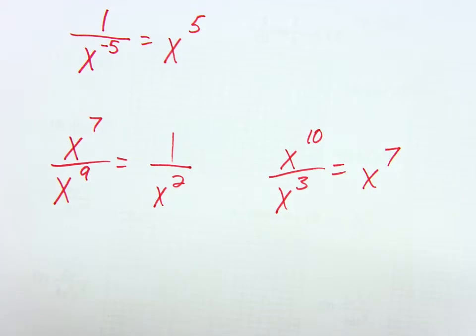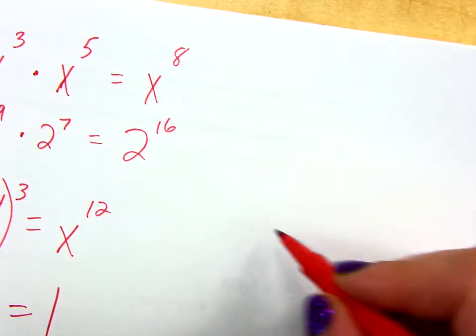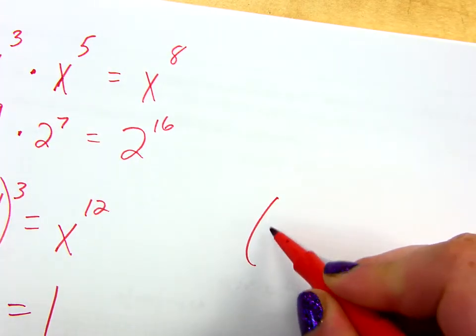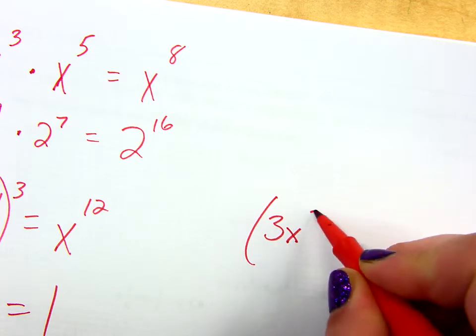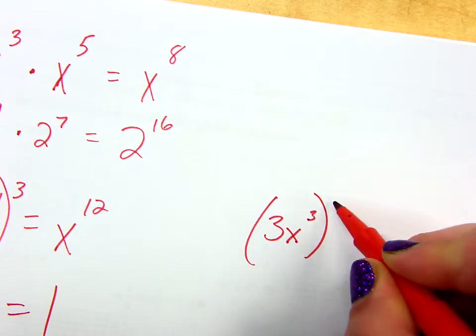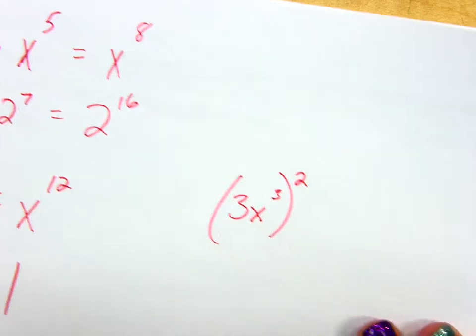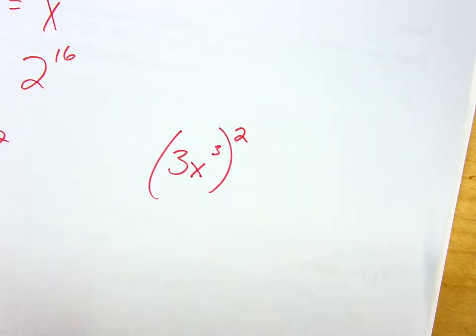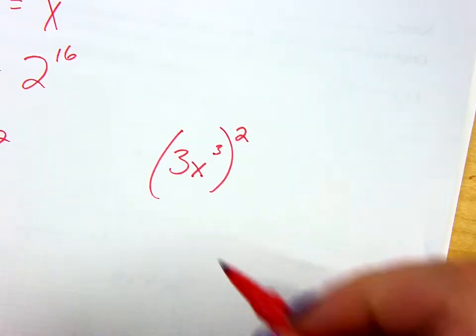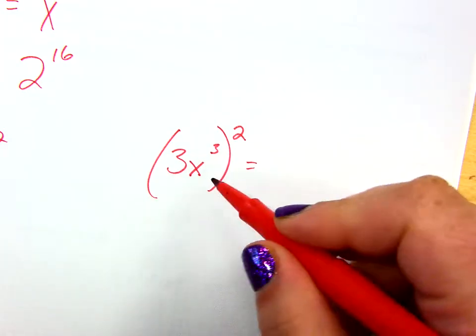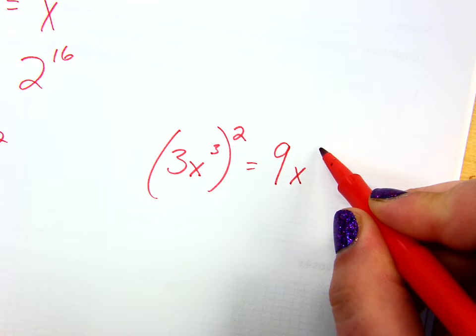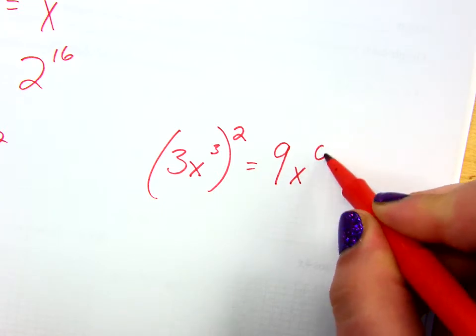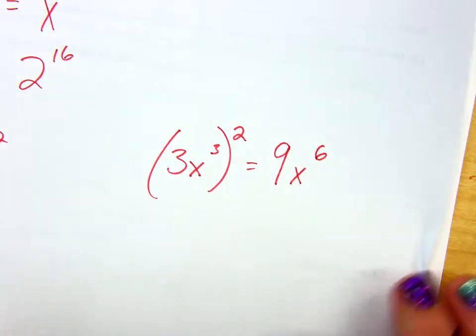Oh, and what happens when I take two things, like, I don't know, 3x to the 3rd, and I raise them to the 2nd power? So what happens when I raise a whole set of parentheses to an exponent? Everything in there gets squared. So now it's 9x to the 6th, right? Power of a power, you multiply them.